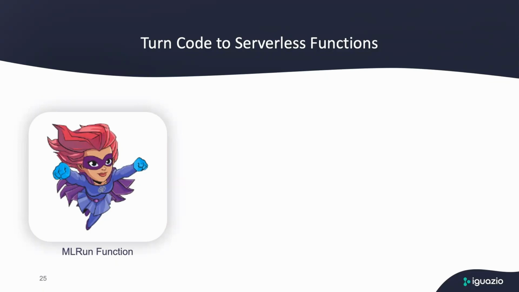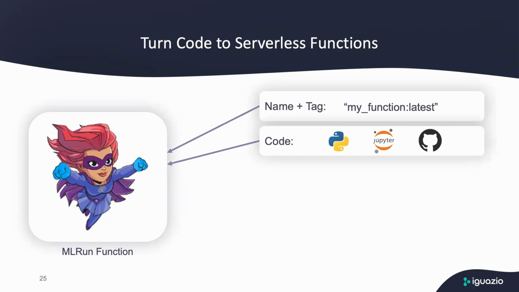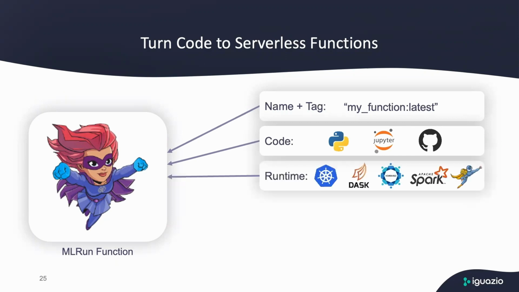One of the aspects that go into this MLRun function is a name and a tag. Very similar to a Docker container where you would name it and you can have different versions based on these tags. You're also going to point it towards your code, wherever that is. We can do Python files, Jupyter notebooks, GitHub, even our MLRun marketplace. So just point it towards the code you want to run and give it a runtime.